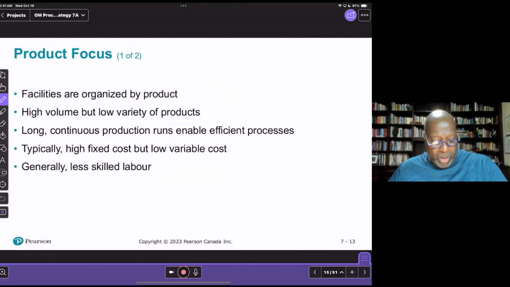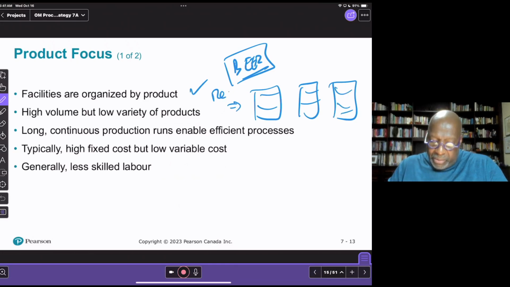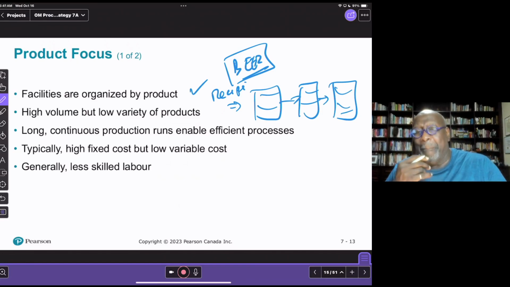All right. The product focus is facilities are organized around a particular product type. So if you're making beer, you have the big vats or whatever it is. You don't change that for each different product. You will change the recipe, but then it goes through whatever stages it has to go through. It will pretty much go through that. So you could produce large volumes and so forth.